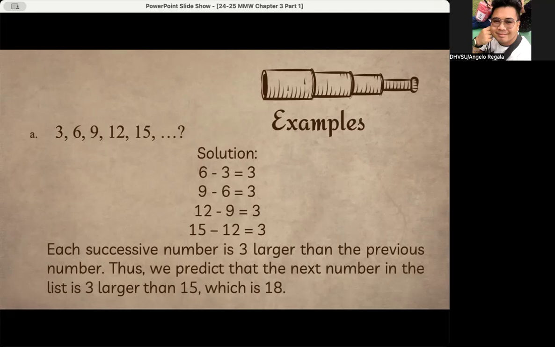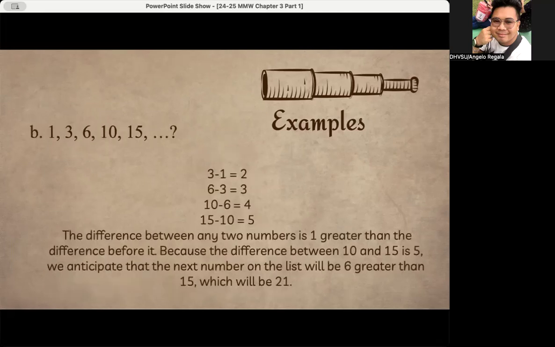O kaya naman, you look for the difference between each number. 6 minus 3, 9 minus 6, 12 minus 9, 15 minus 12. So kung makikita mo, each successive number is 3 larger than the previous number. Then we can predict that the next number is 3 larger than 15, which is 18. So 3 plus 15 is 18.